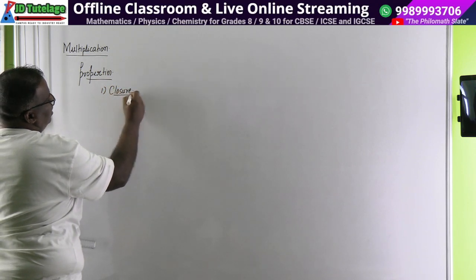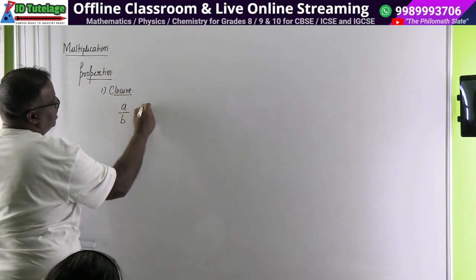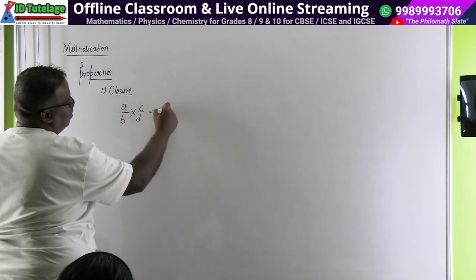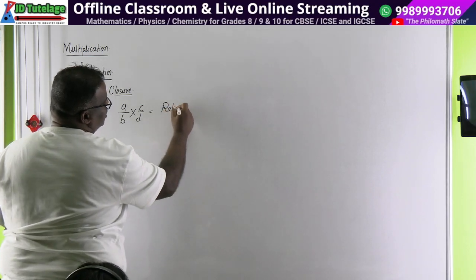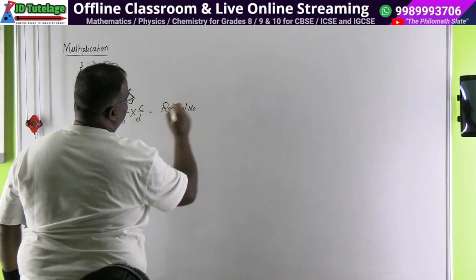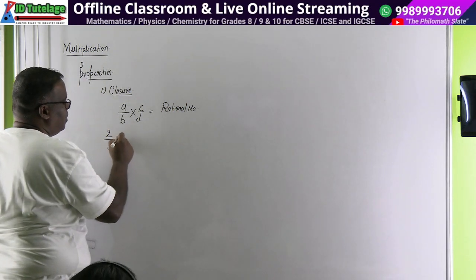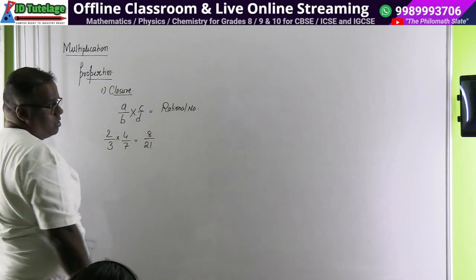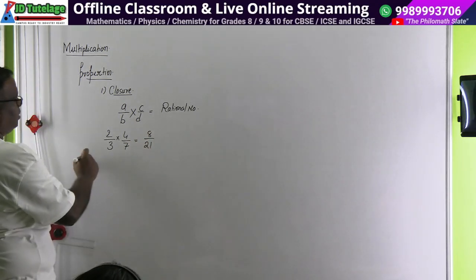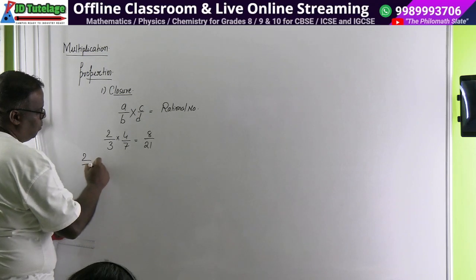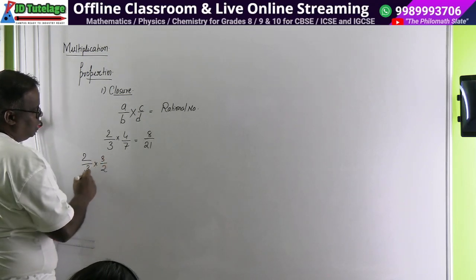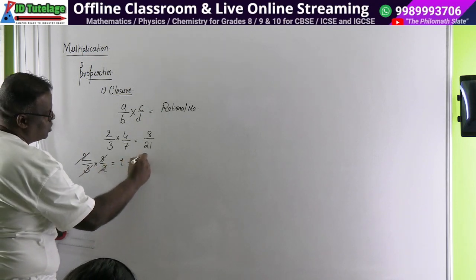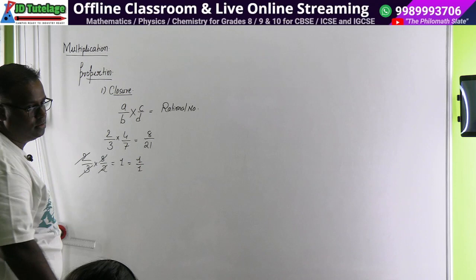Closure stands for if a by b is a rational number and c by d is also a rational number, then a by b into c by d will also give you a rational number. You don't believe me? 2 upon 3 multiplied by 4 upon 7 gives you 8 upon 21, which is a rational number. But you start thinking a little bit more devilish and you say 3 upon 2 into 2 by 3. Now this strikes off this, this strikes off this, you get 1, but 1 is still a rational number, can be written as 1 upon 1.